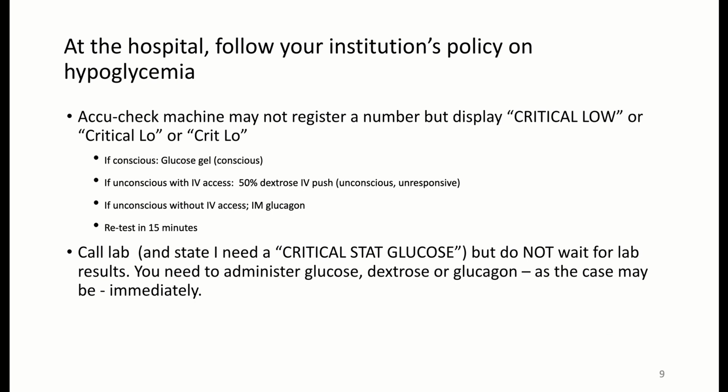So it's possible that the AccuCheck machine may not register a number, but will display words that signify a critical low. Should that happen, the protocol is the same. You do one of three things: give glucose gel, give D50 via IV, or give glucagon IM.